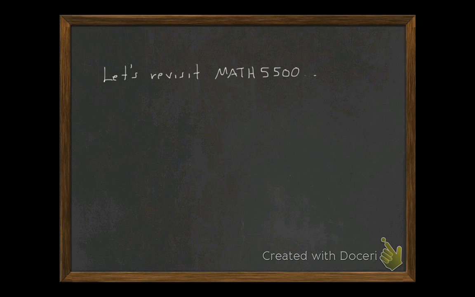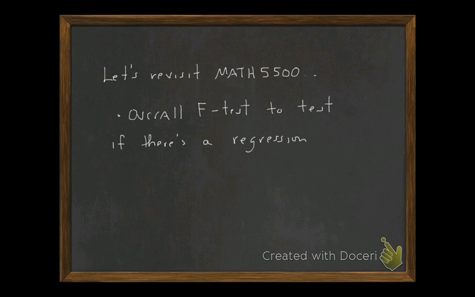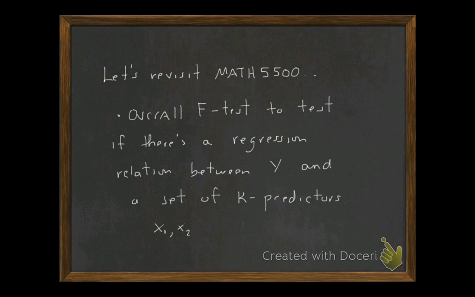Now let's revisit 5500. And back in 5500, we looked at the overall F-test, to test if there's a regression relation between y and a set of, let's call it k predictors. So, we have x1, x2. Well, I guess we should just go x1, because k could be 2, up to x sub k.